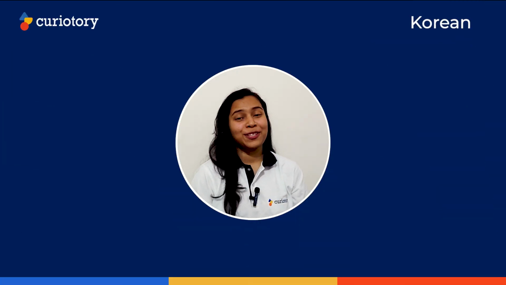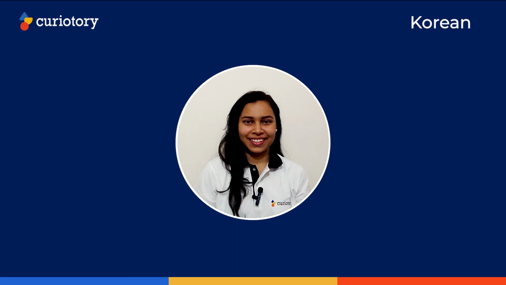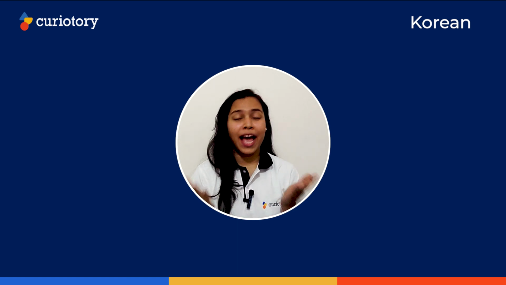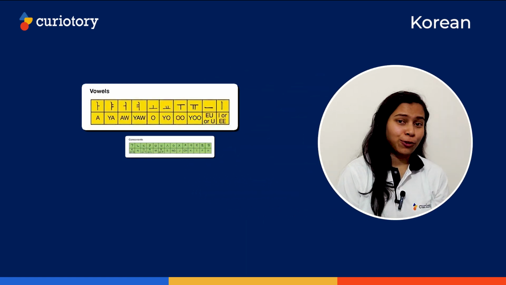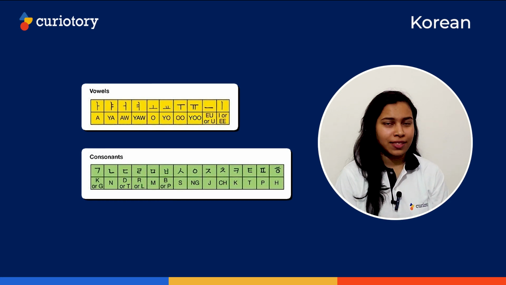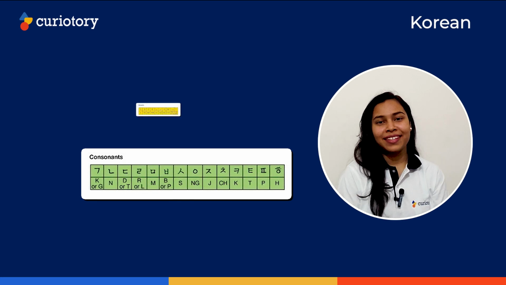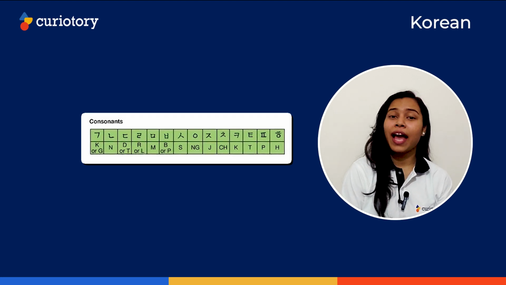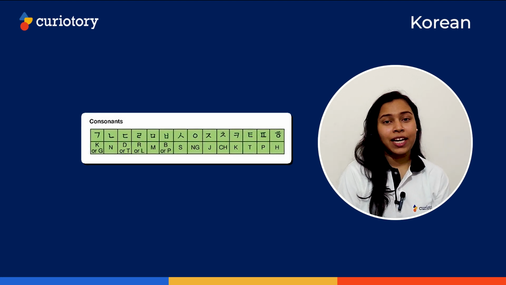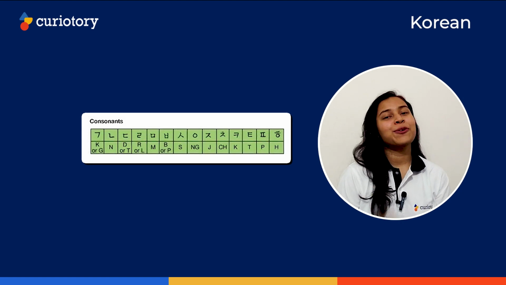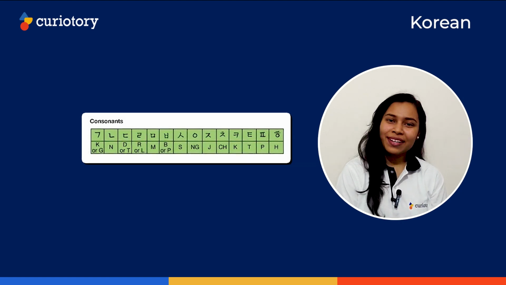Now we are going to learn the Hangul, which means the Korean alphabet. As you know, there are 24 Korean letters, or 24 Hangul. We'll begin with learning the consonants. As you have learned, there are 14 consonants, so we'll begin with the first one.